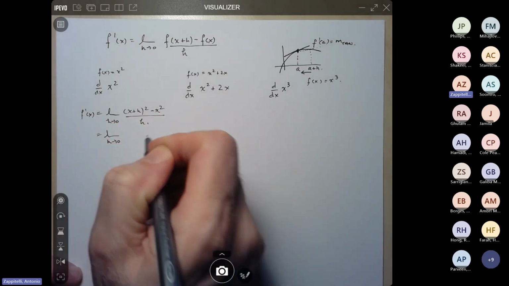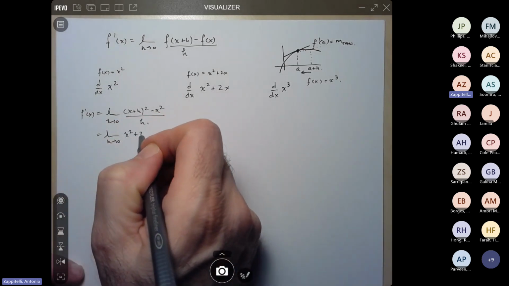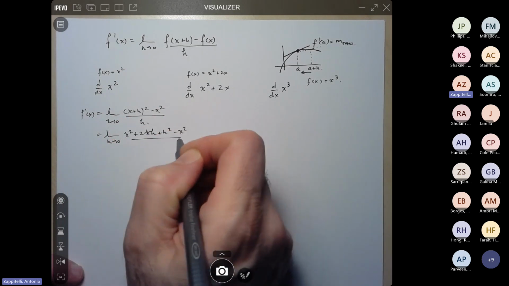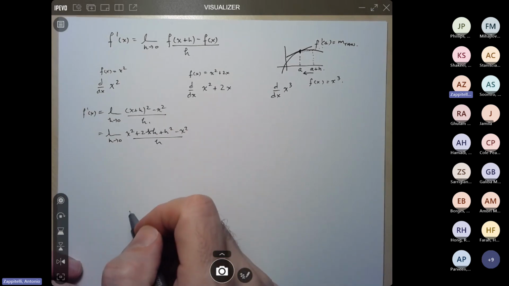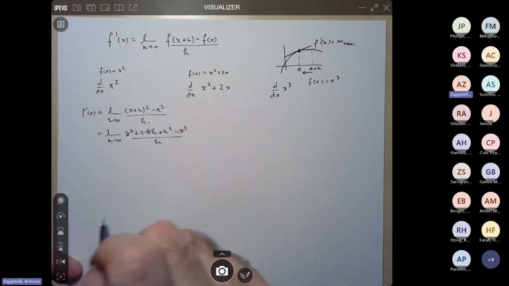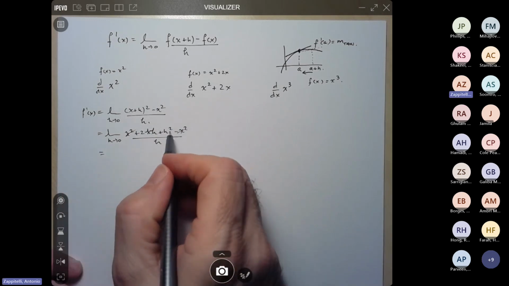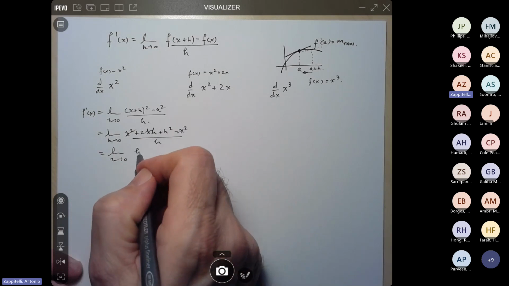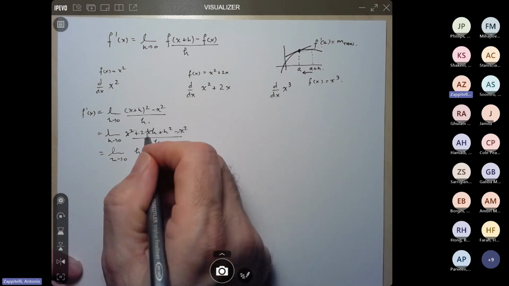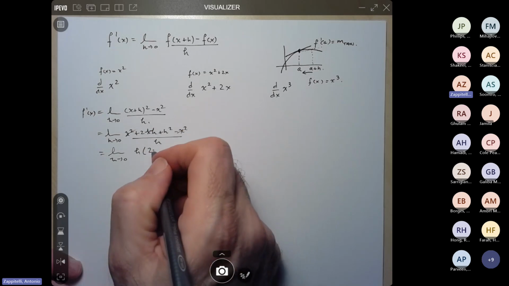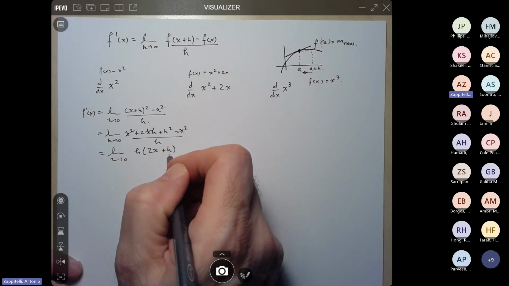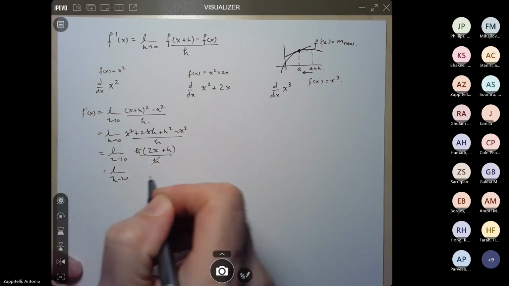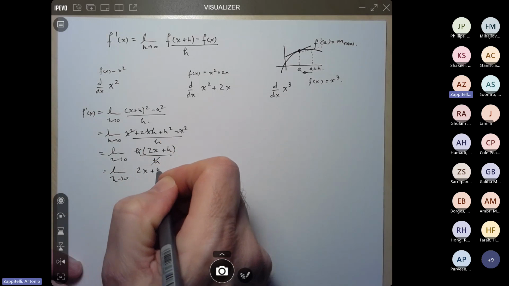Limit as h approaches 0 of x squared plus 2xh plus h squared minus h squared. And then some nice things start to happen because the x squareds cancel out. And lo and behold, you can factor out an h in the numerator and denominator. Well, in the denominator, it's already factored out. In the numerator we're left with 2x plus h. And of course, the h's cancel out, and we're just left with the limit of 2x plus h.